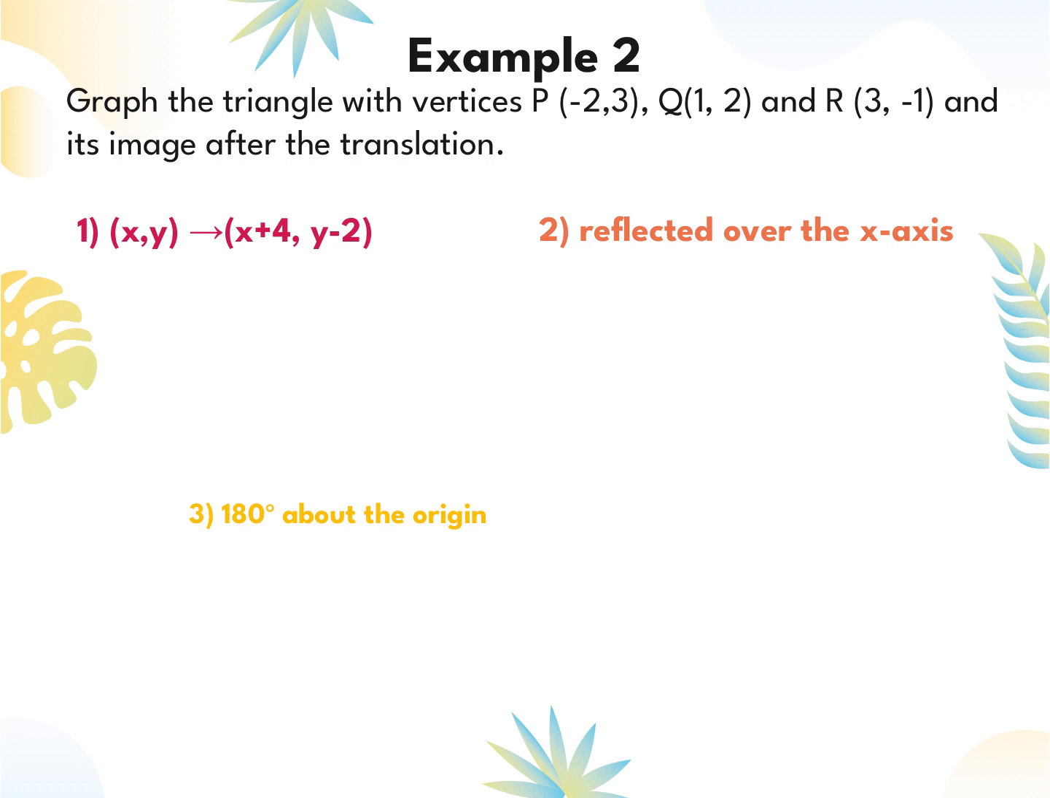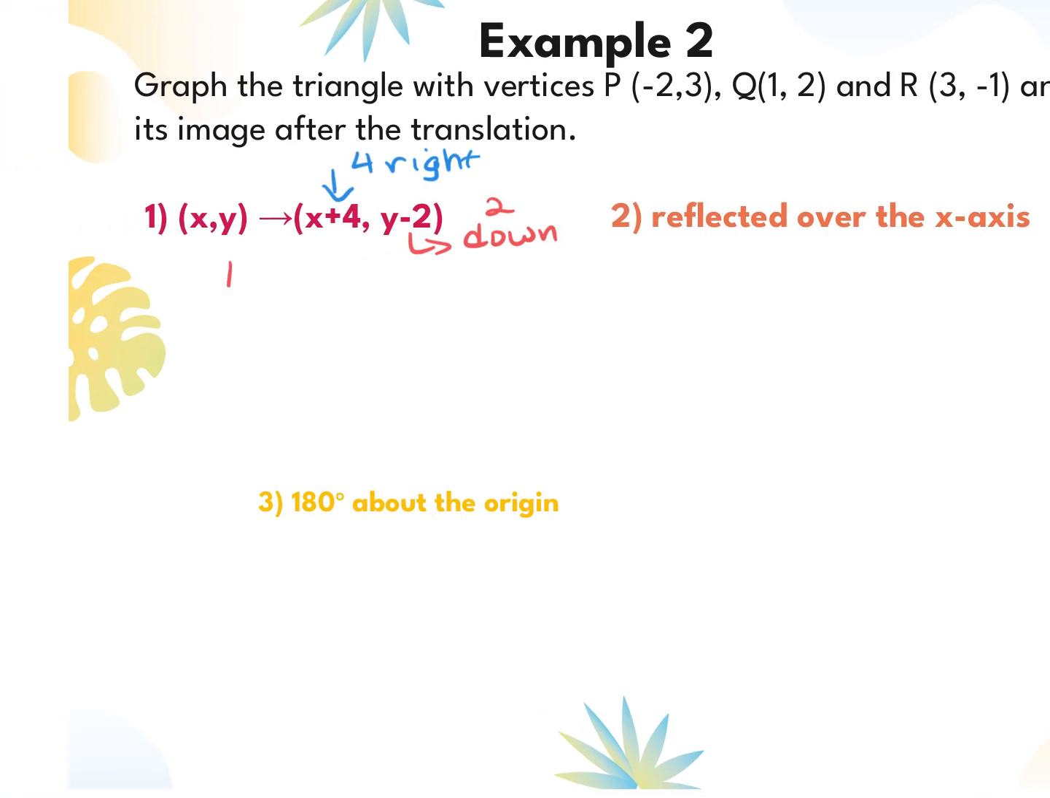So remember, whenever it's being added to the x, this is going to be the shift left and right. So this is going to be 4 units to the right. And then the -2 here means that I'm going to be shifting the original figure 2 units down. So this is a translation. And you can see in the word the SL, so it's going to look like I am sliding my figure.